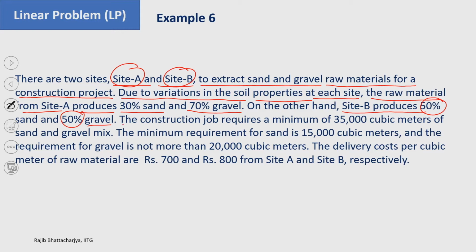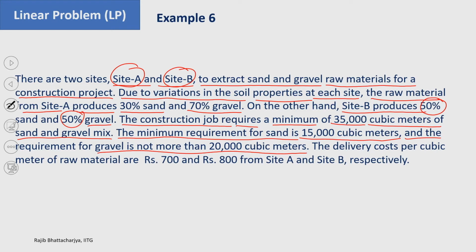The construction project requires a minimum of 35,000 cubic meter of sand and gravel mix. So, that is the requirement. So, sand and gravel mix requirement is the minimum 35,000 cubic meter. Okay. The minimum requirement of sand is 15,000 cubic meter. Okay. So, sand requirement is 15,000 cubic meter and the requirement of gravel is not more than 20,000 cubic meter.